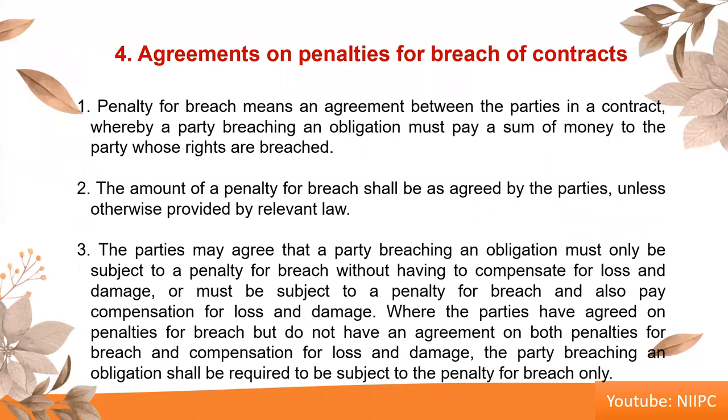Agreement on penalty for breach of contract. Penalty for breach of contract means an agreement between the parties in a contract whereby the party breaching its obligation must pay a sum of money to the party whose rights are breached. The amount of penalty for breach shall be as agreed by the parties, unless otherwise provided by relevant law. Of course, it may not exceed some proportion governed by law. The parties may agree that the party in breach of obligation must only be subject to the penalty for breach without having to compensate for the loss and damages.